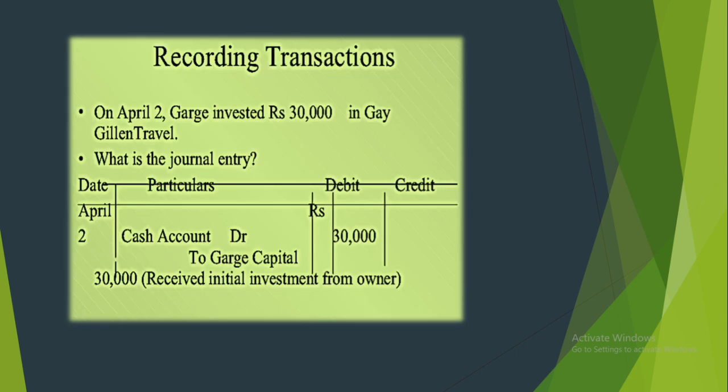So here I have quoted one example. On April 2nd, Garge invested rupees 30,000 in Galen travel. So what is the journal entry?